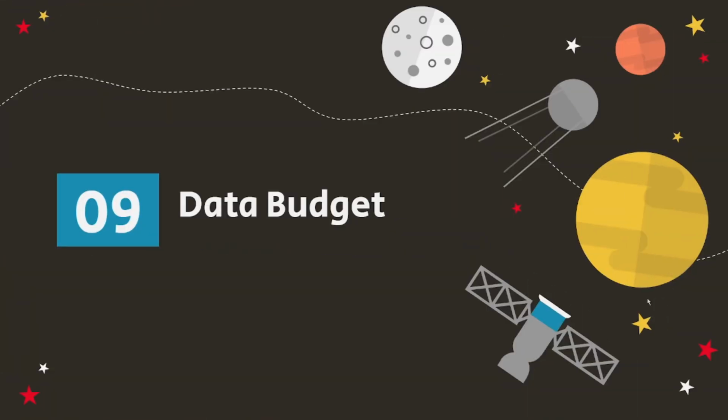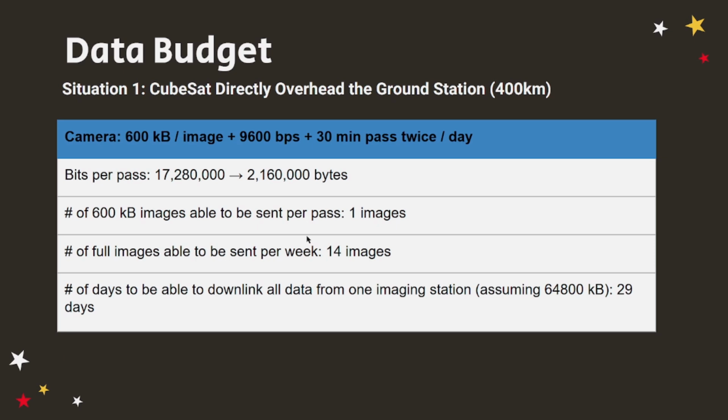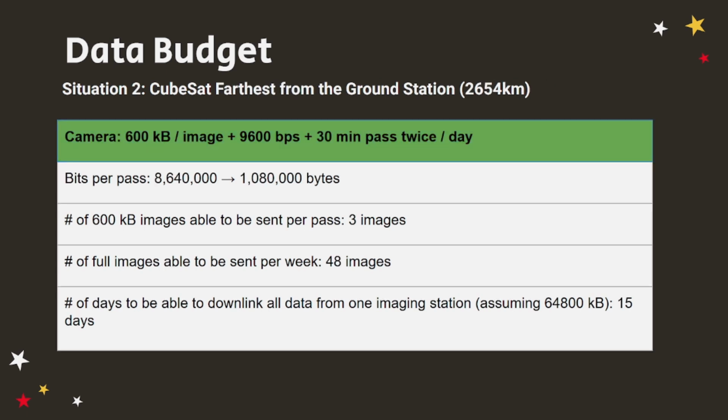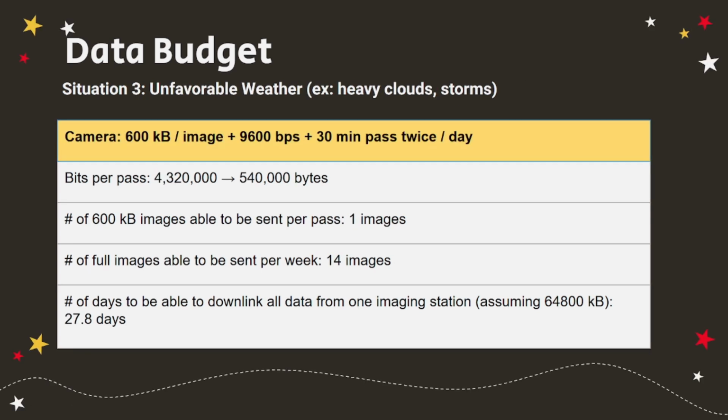This is the data budget for our CubeSat. Similarly to our link budget, we thought of 3 different scenarios where the data budget for the CubeSat would differ. The first situation, when the CubeSat is directly overhead, is where the data transfer between the satellite and the ground station is most efficient. The second situation, where the CubeSat is farthest away from the ground station, results in a much less efficient data transfer. Finally, in the third situation of unfavorable weather conditions such as heavy storms, the data transfer would be the least efficient.